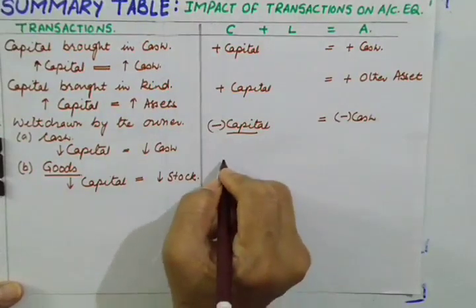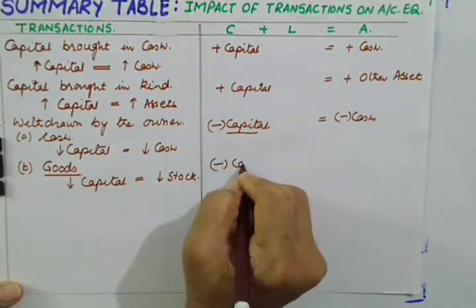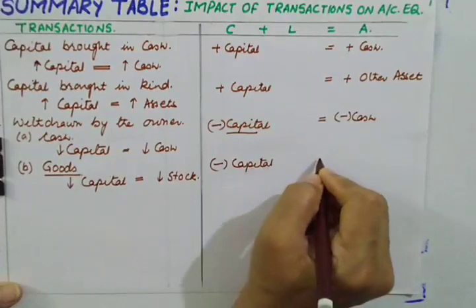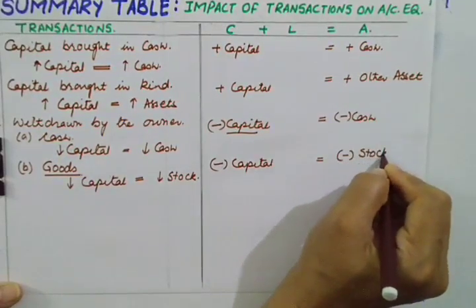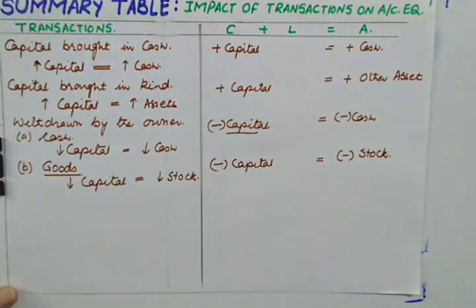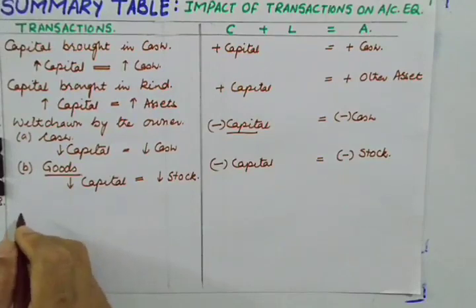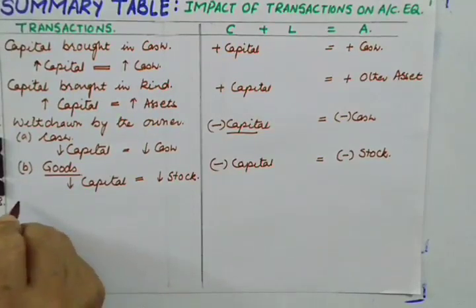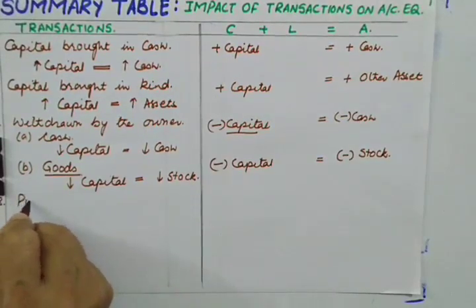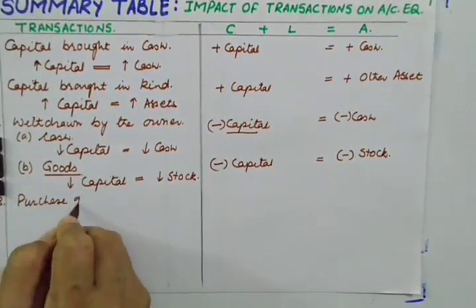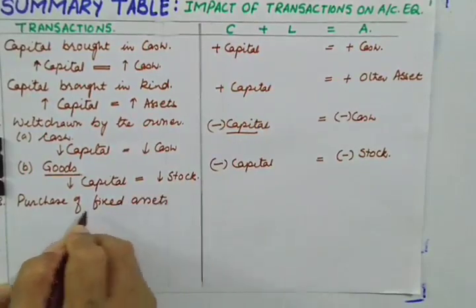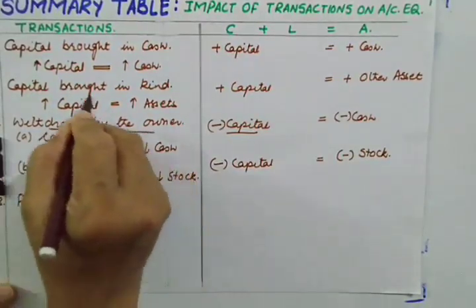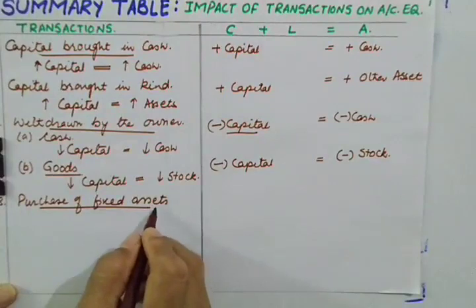So let me write here also. This is going to reduce his capital as well as reduce the stock on the asset side. Now let us do the third transaction. The third transaction is when he is buying assets, purchase of fixed assets. Then what will happen if he is buying fixed assets?